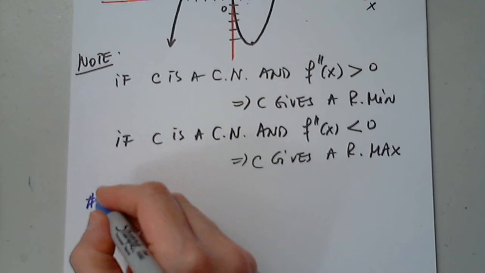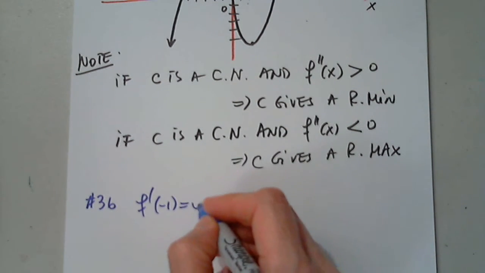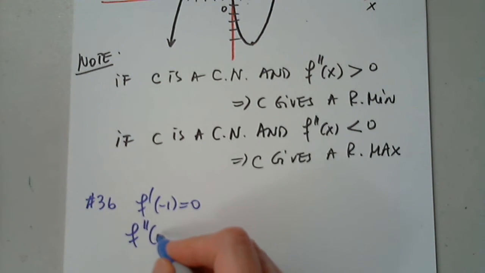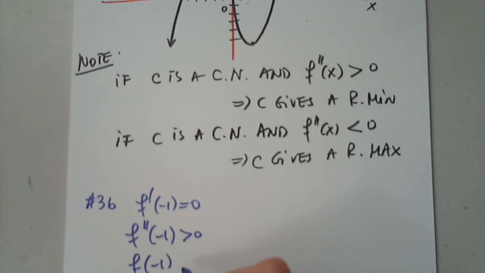So 36. We have f prime of -1 is 0. f double prime of -1 is greater than 0. f of -1 is -5.